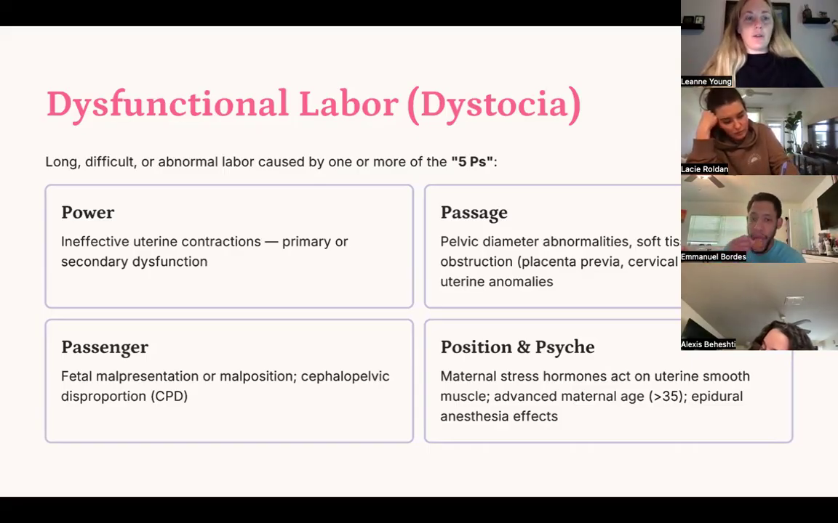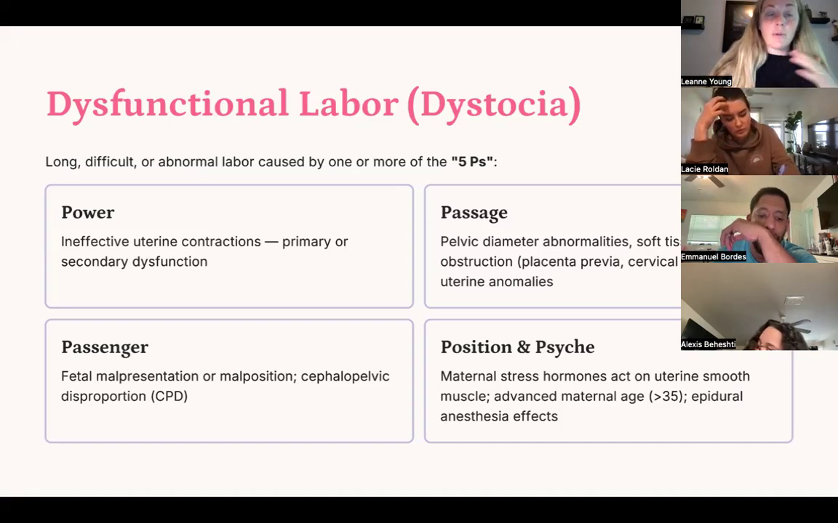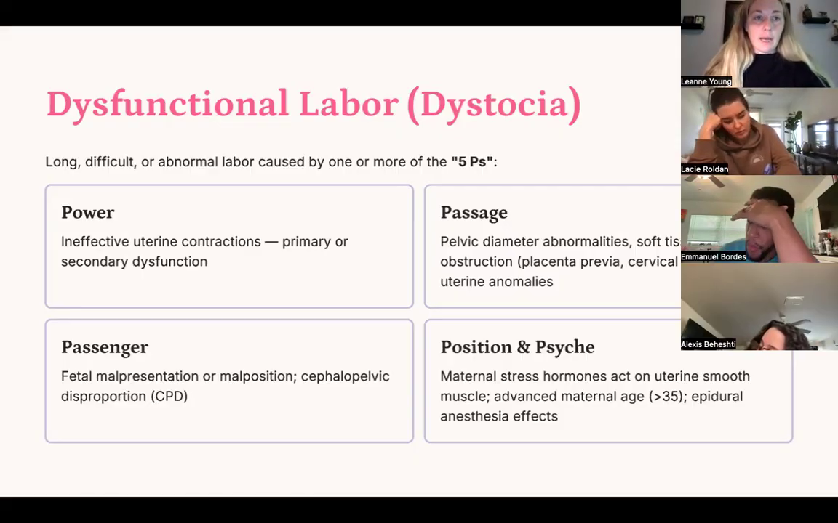How do we know if our uterine contractions are effective? Is she making cervical change? If she's not making cervical change, our uterine contractions are not effective, which would be dystocia. From a passage standpoint, that is looking at mom's anatomy. How is mom's pelvic shape? Does she have some type of soft tissue obstruction? So does she have a placenta previa? Is her cervix really swollen?